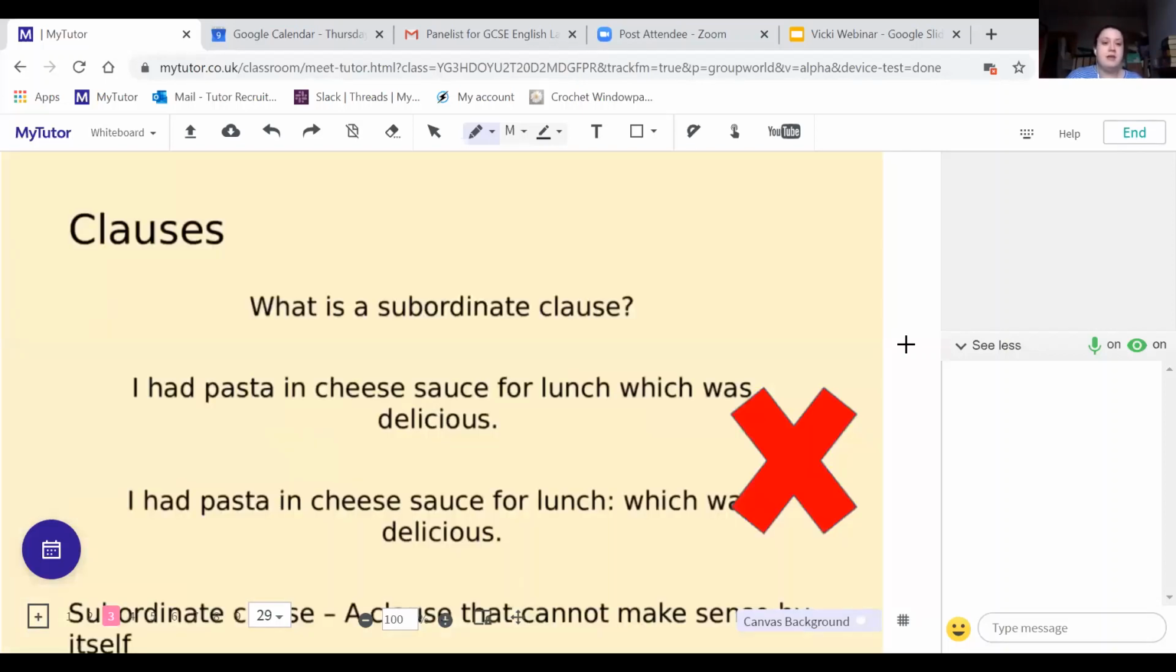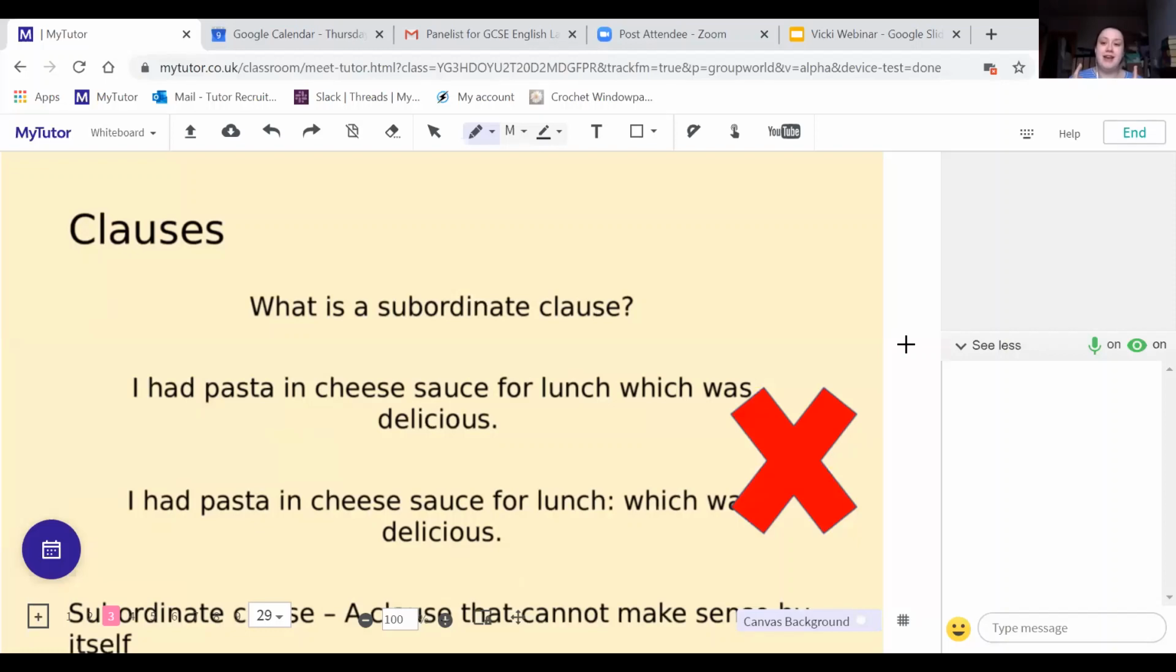Now, subordinate clauses. So a subordinate clause is a clause that cannot stand alone. It doesn't make grammatical sense. So our main clause here is, I had pasta and cheese sauce for lunch. That's a main clause. Then we have our subordinate clause, which was delicious. So a subordinate clause adds extra information.